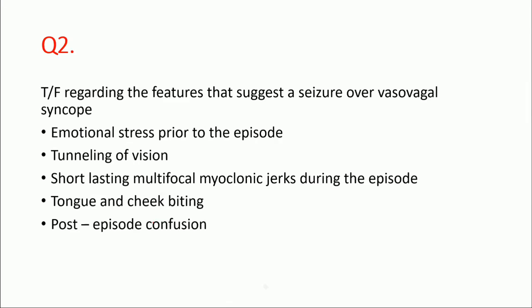Now, emotional stress prior to the episode is associated with vasovagal attacks, vasovagal syncope. Also, vasovagal syncope occurs in the setting where people have been standing for a long time, they have been in the sun for a long time, right? So that is the sort of thing that triggers off a vasovagal syncope episode. And they classically have this tunneling of vision or a curtain coming down sort of effect on their eyes, right? So that's a very classical symptom that they describe.